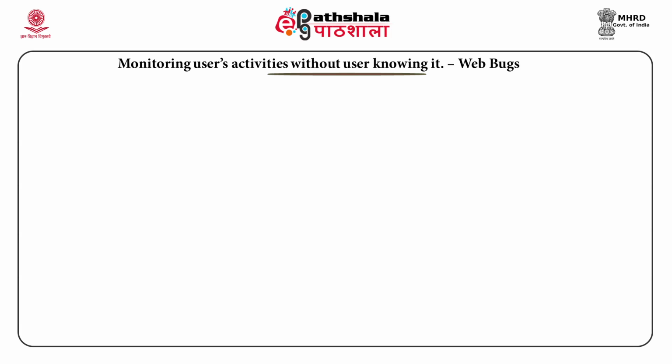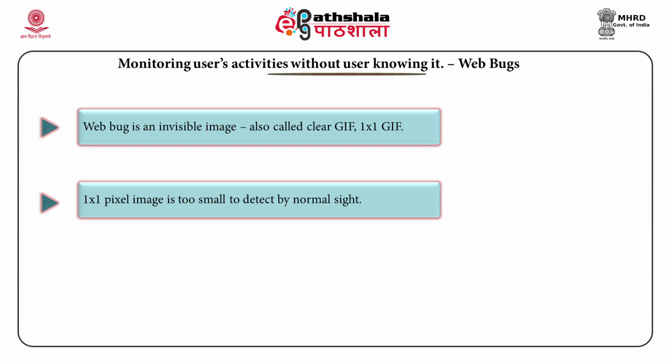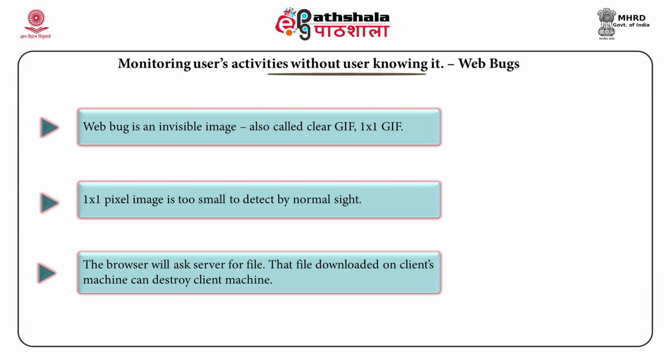Then come web bugs. Web bugs are invisible images. They are usually very small. They are also called clear images. They are 1x1 GIFs. 1x1 is just like a pixel image. It is too small to be detected by a normal site. The browser will ask the server for the file. That file is downloaded on the client's machine, and once it is downloaded, it will destroy the client machine.